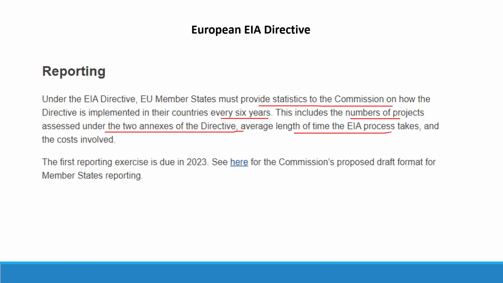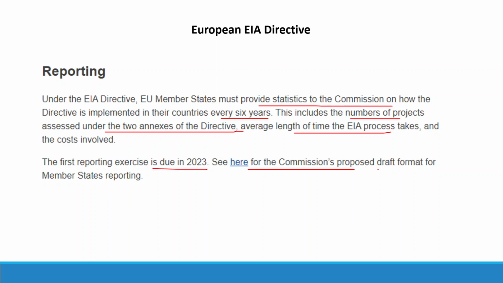Average length of time the EIA process takes. The EIA process is not something that can be conducted in 1 or 2 days. It takes time to conduct an EIA process, and the cost involved. Subsequently the cost will be involved because there is stakeholder participation and other things. The first reporting exercise is due in 2023.